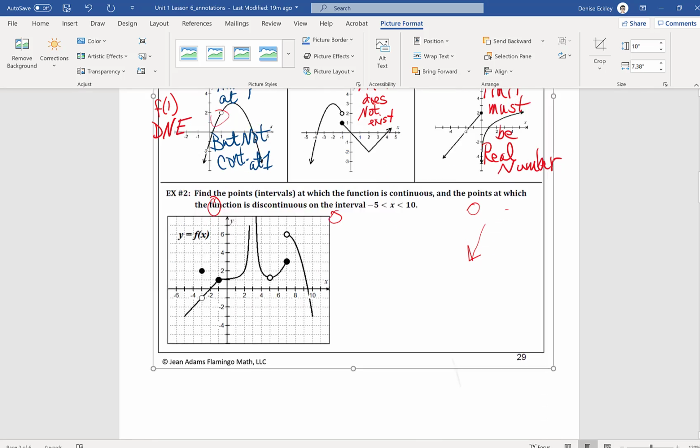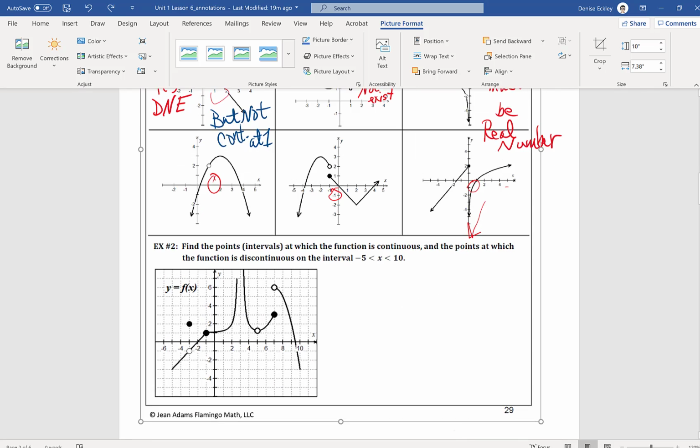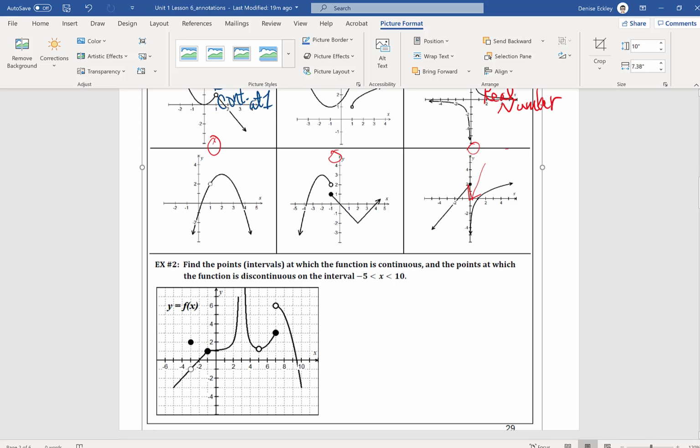So let's go to example 2. Find the points or intervals at which the function is continuous and the points at which the function is discontinuous on the interval -5 to 10. So what we want to look for are well-defined left and right hand limits.